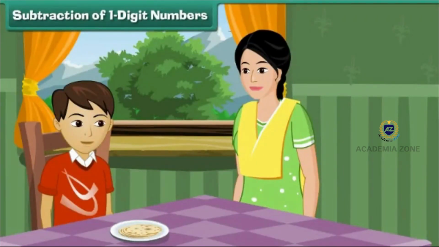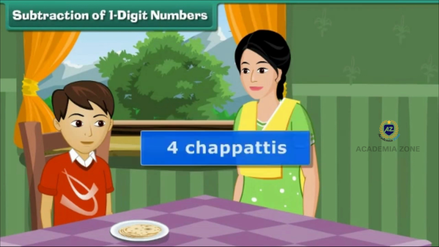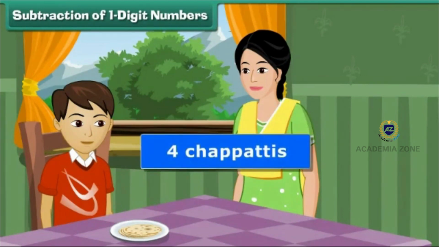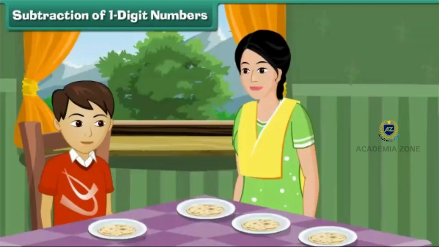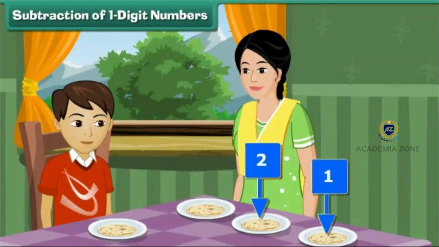Subtraction of 1-digit numbers. Let us move on to subtraction. We begin with subtraction of 1-digit numbers. Rajat is hungry. His mother gives him 4 chapatis. He eats 3. How many chapatis are left? 4 minus 3 is equal to 1.